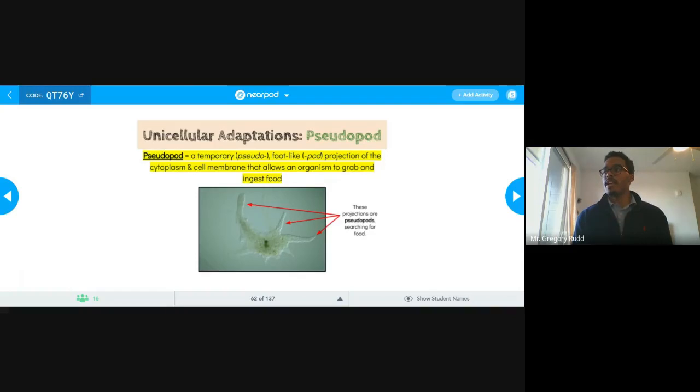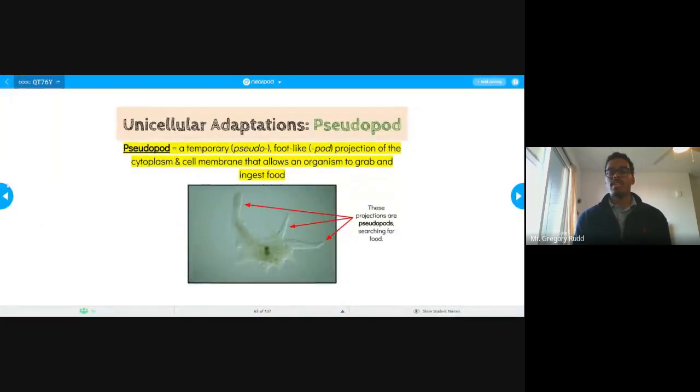The second adaptation that we will introduce is called a pseudopod. And again, we really want to start to pay attention to the way that words are formed, the etymology of words. What is their origin? Yeah, good, Sally. Pseudo typically means fake. In this case, we're going to take it to mean temporary, but fake still works.